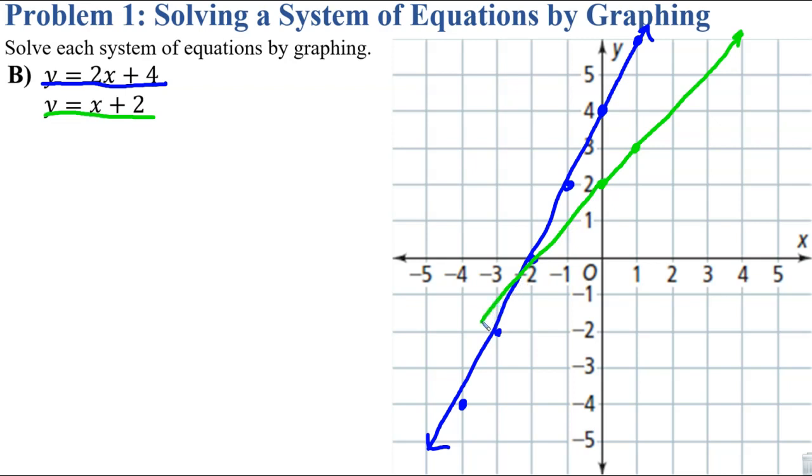And it looks like I found my intersection right there. These two equations come together at x equals negative 2 and y equals 0. That's going to be my solution to this system of equations.